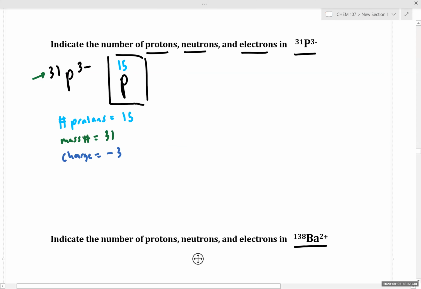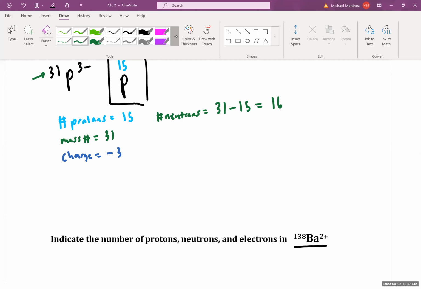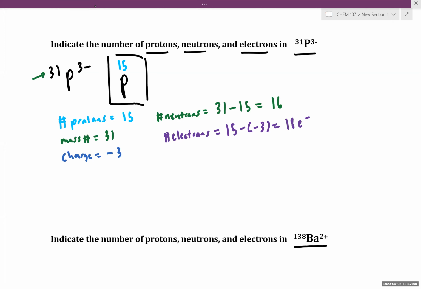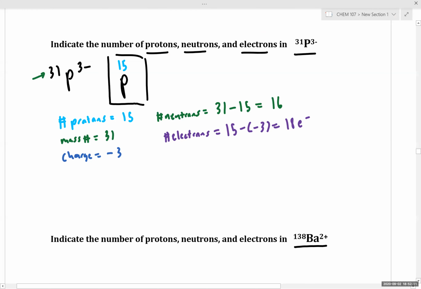So then we can solve for the number of neutrons by taking our mass number minus the number of protons, which gives us 16 neutrons. And we can solve for our number of electrons by taking our number of protons minus the charge. That gives us 18 electrons. Does this first example make sense to everyone? Okay, let's work on the next example.